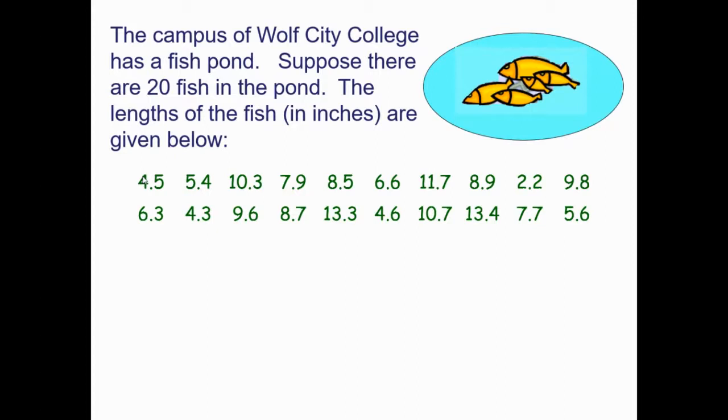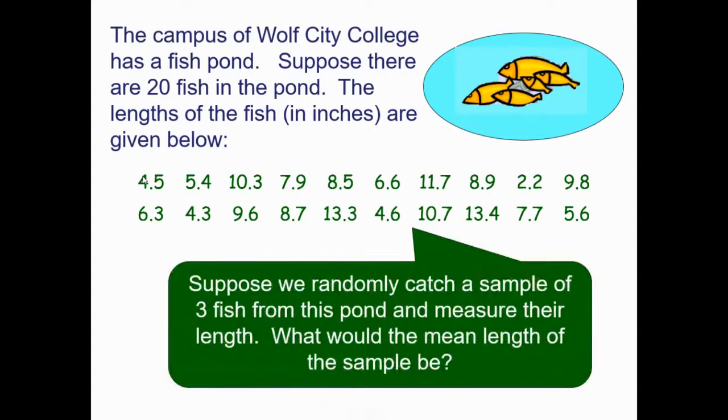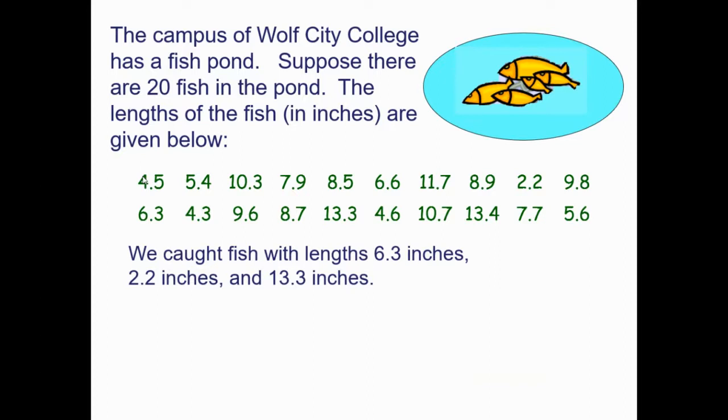So let's look at the campus of Wolf City College's pond. They have a fish pond with 20 fish in it. And somehow they know the length of every single fish in there. So the lengths of the fish in inches are given below. Let's suppose we randomly catch a sample of 3 fish from the pond, measure their length, and then get the average length from those 3. So let's say the first 3 fish we caught were 6.3 inches, 2.2 inches, and 13.3.